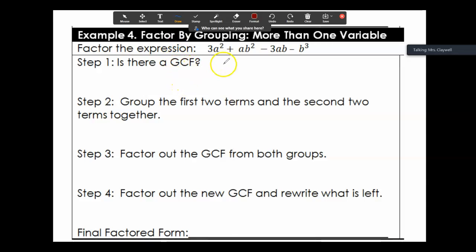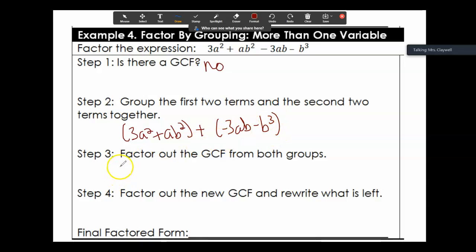Last one. I have more than one variable, so that's okay. There's nothing in common, but I can still group the first terms together. I'm going to do a plus sign in between. I can still group all my second terms together. Let's see if we can pull out. I can pull out an A. I can pull out a B, a negative B. Here, let's write that a little better. When I factor out a negative, this negative becomes positive.